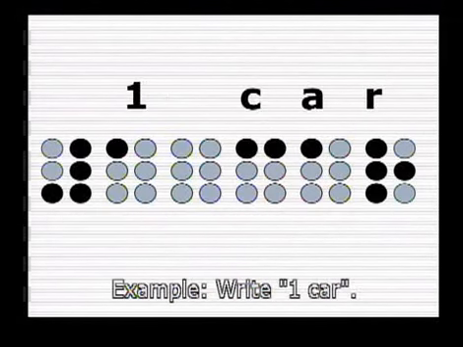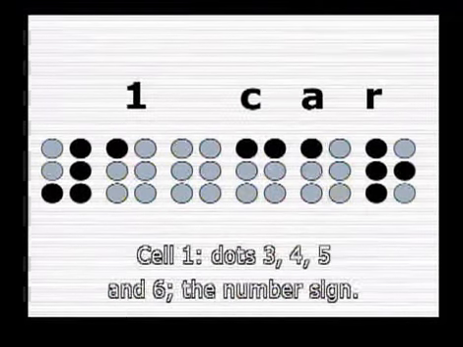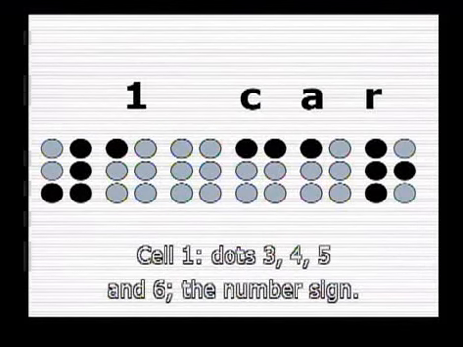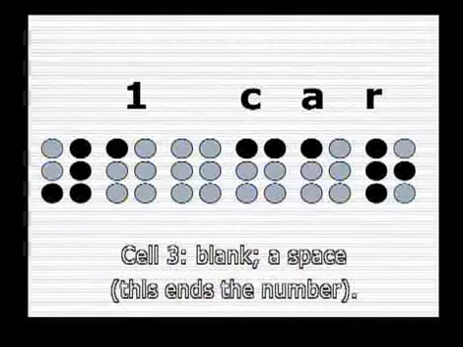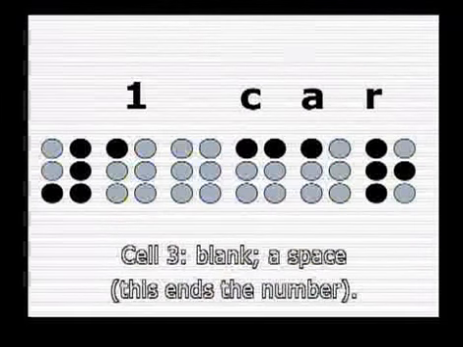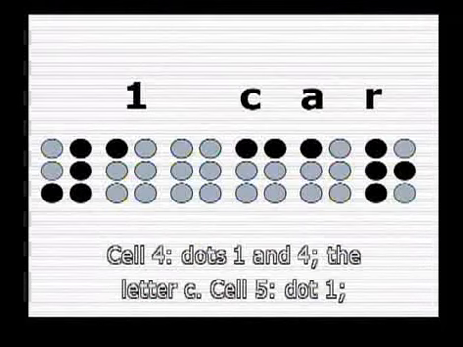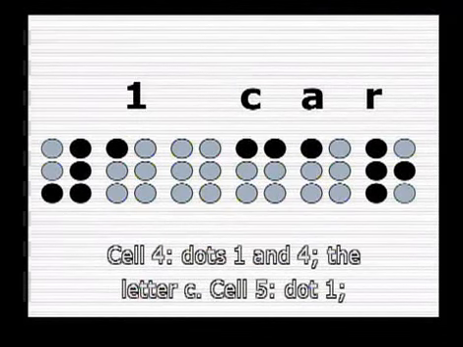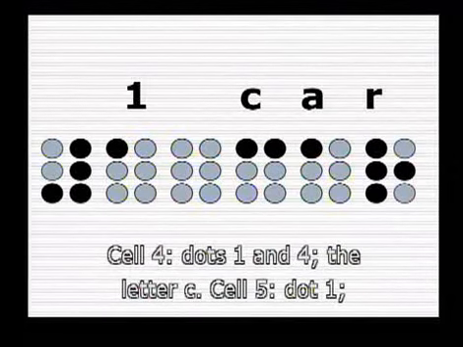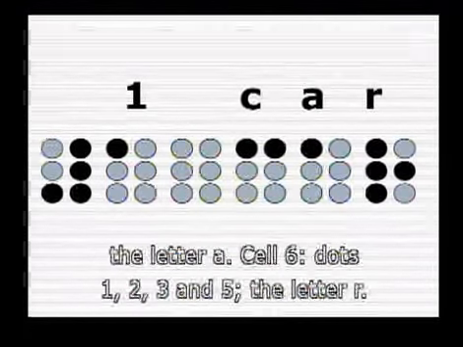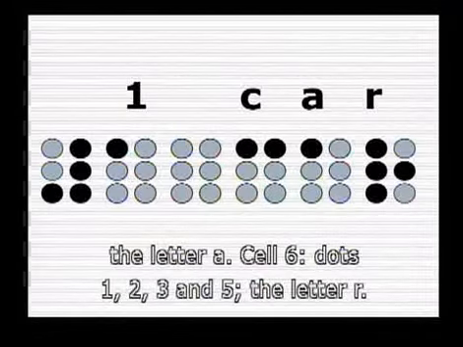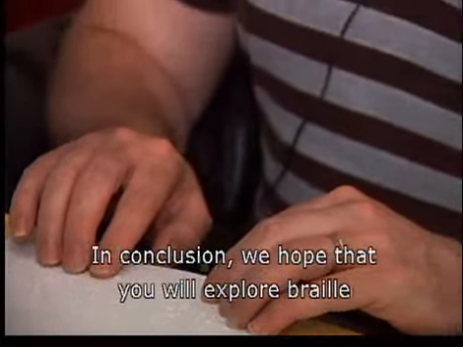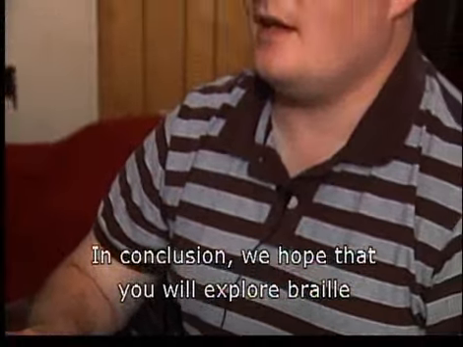Example, write 1 car. Cell 1, dots 3, 4, 5, and 6, the number sign. Cell 2, dot 1, the number 1. Cell 3, blank, a space. This ends the number. Cell 4, dots 1 and 4, the letter C. Cell 5, dot 1, the letter A. Cell 6, dots 1, 2, 3, and 5, the letter R. In conclusion, we hope that you will explore Braille and practice it.